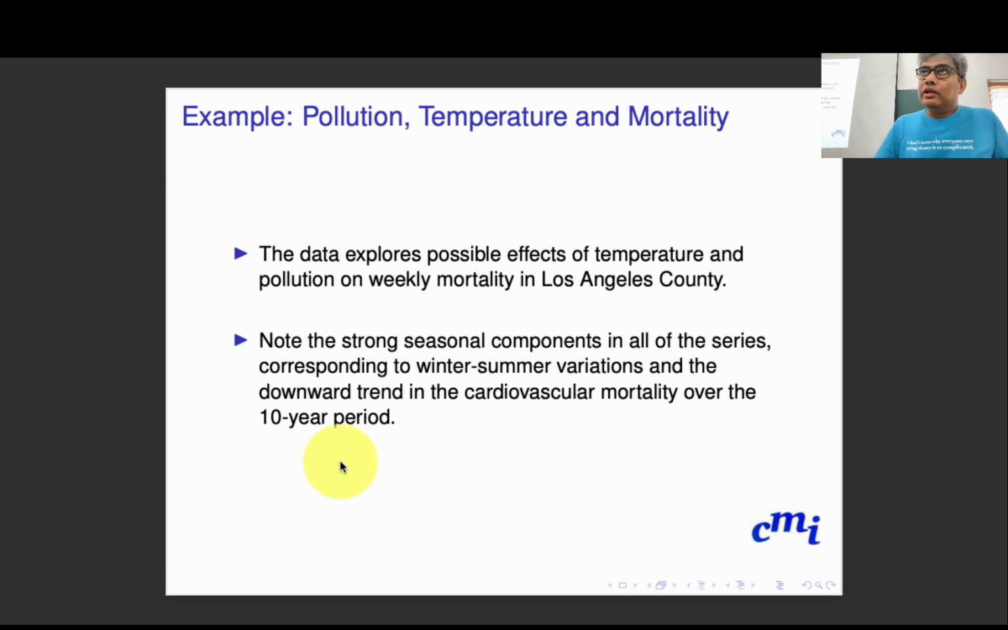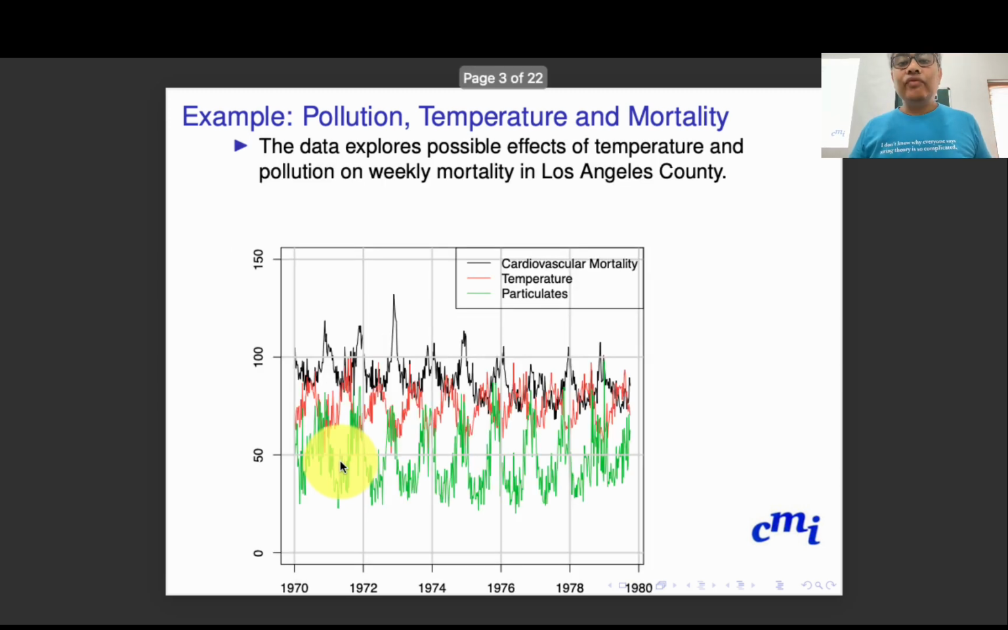Now, as I said earlier, there is a strong seasonal component in all of the series corresponding to winter and summer variations, and a downward trend in the cardiovascular mortality over the 10-year period. If you look carefully, in the initial 5 years the rate was going quite high, above 100. But after 1975, it is not that it is not going up, but it is going up much less frequently.